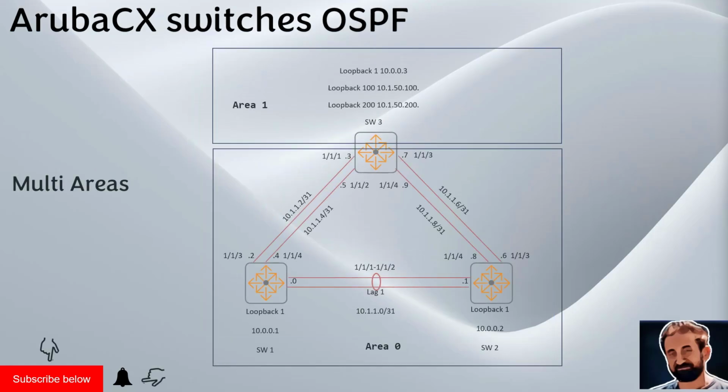In the next part, we will do the multi-area OSPF. So we're going to create area 1, and originally we have area 0. And we're going to see this is going to become an ABR. And then we will configure the multi-area and look at the behavior of OSPF in this part.